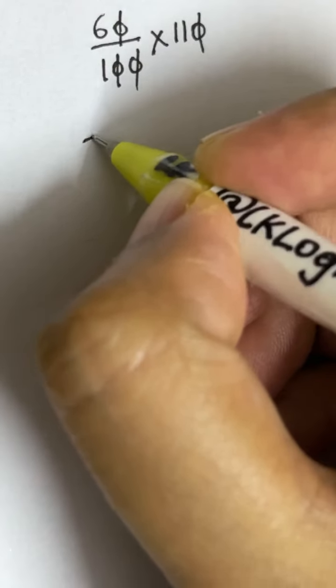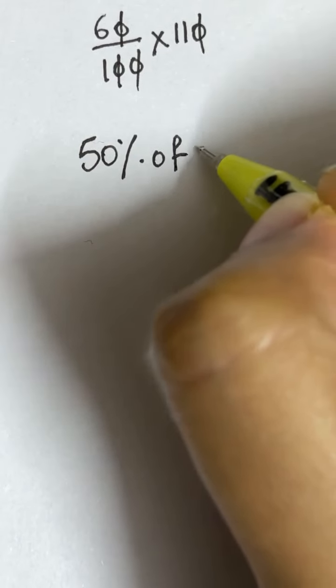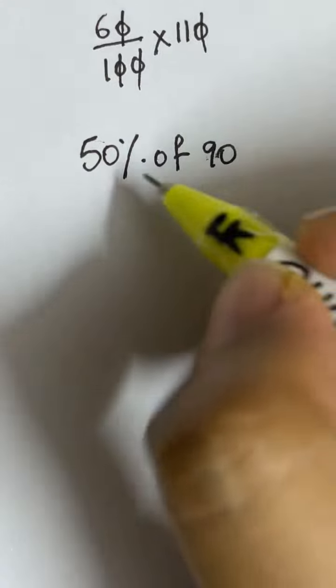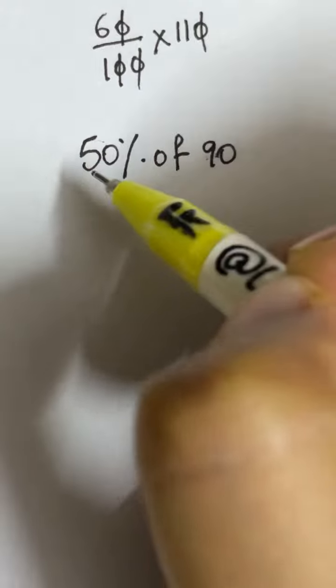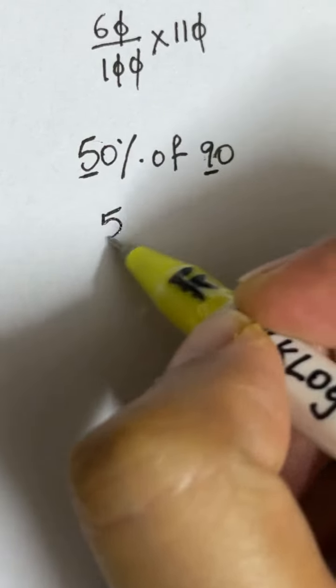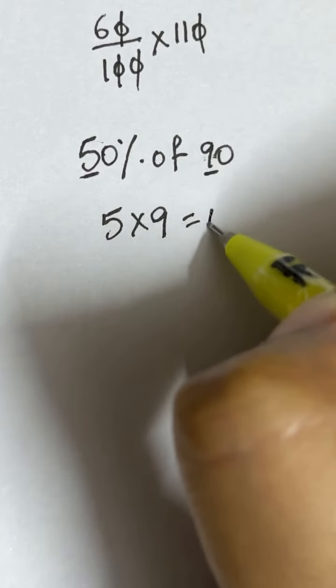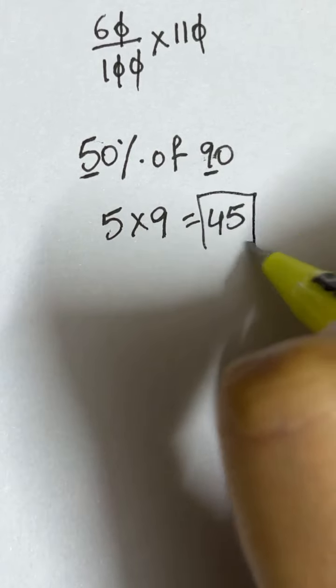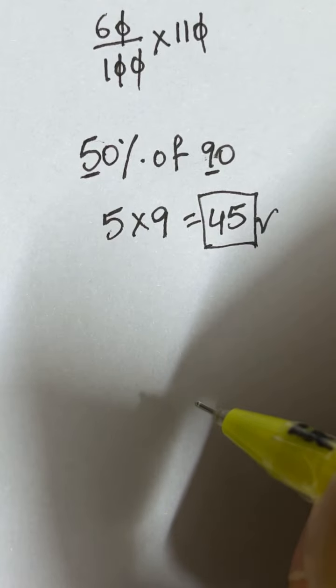Suppose you have 50% of 90. So what is 50% of 90? As I told you, when you have multiples of 10, you just simply multiply the numbers. 5 times 9, that's 45 and that's your answer. 5 times 9 is 45 and you're done.